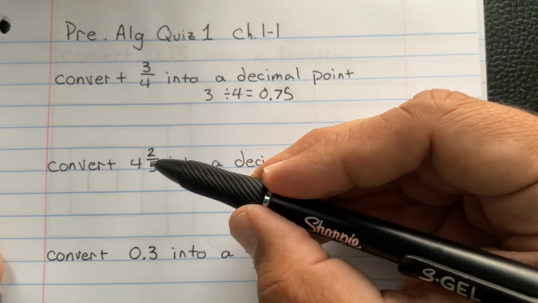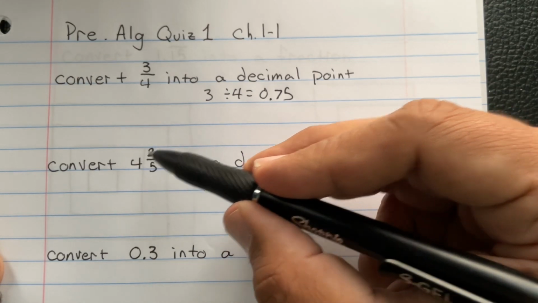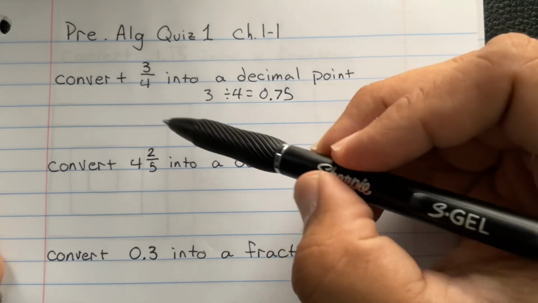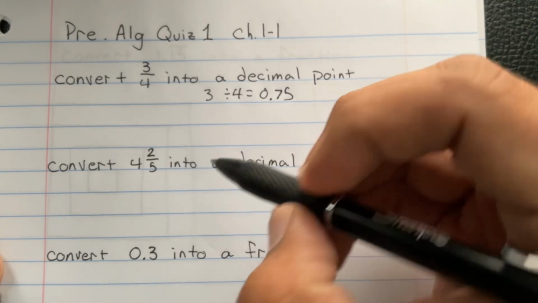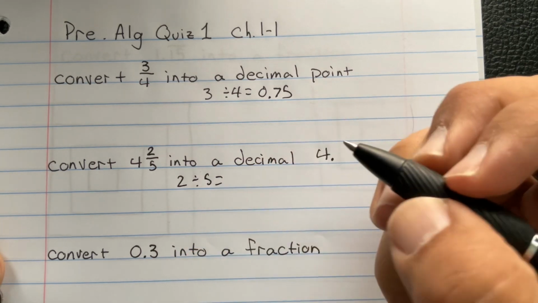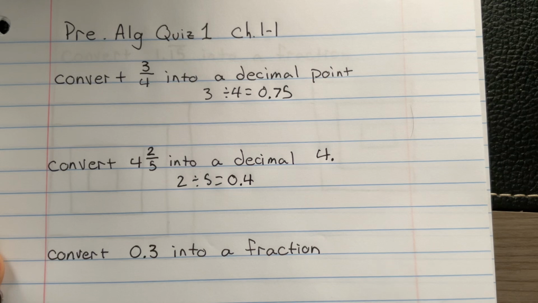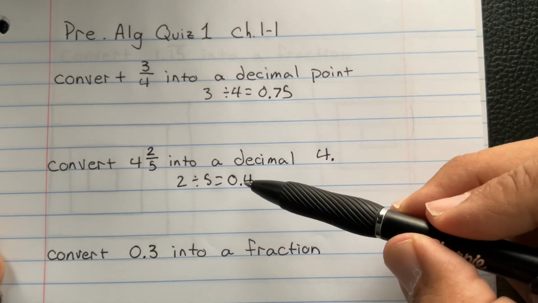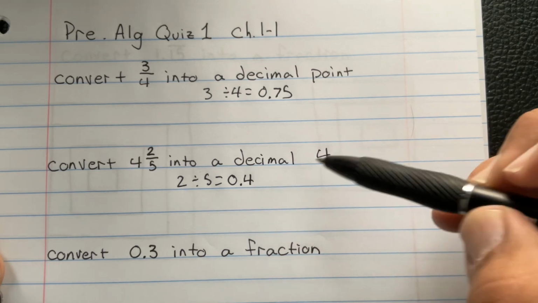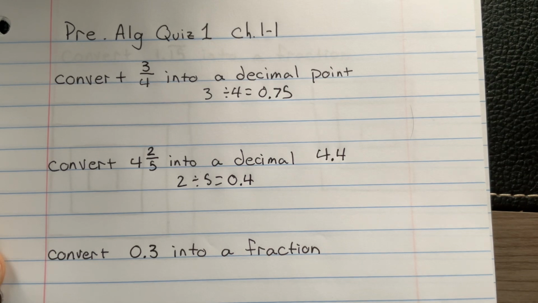So in this one, 4 and 2/5, you have a whole number and a decimal point. So first you put the 4 in the front, so you know the 4 goes in front of the decimal point, and then 2/5, if you do 2 divided by 5 in the calculator, you're going to get 0.4. So now you know what goes behind the decimal point. What goes behind the decimal point is a 4. So you're going to write over here the 4 behind the decimal point, and you're done.